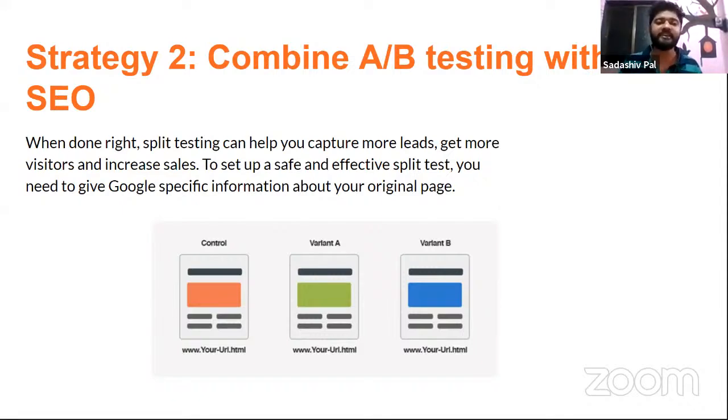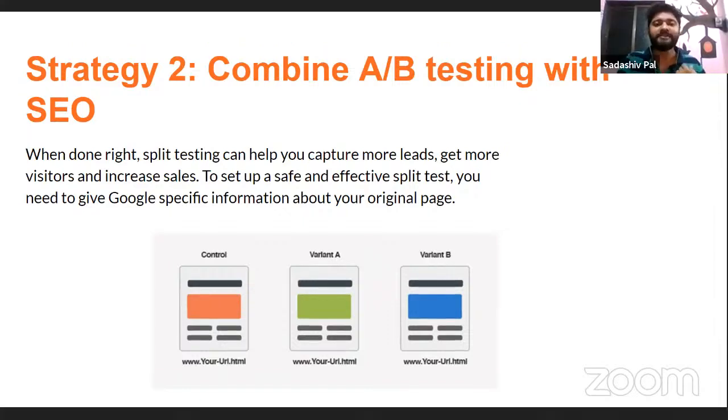When A/B testing is done right, this can help you capture more leads, get more visitors, and increase sales. So you have to do A/B testing. To set up a safe and effective split test, you need to give Google specific information about your original page, because each user has a different perspective of seeing different variations of the same page. The page which converts the highest percentage of visitors is declared as the winner. So this is what A/B testing is.